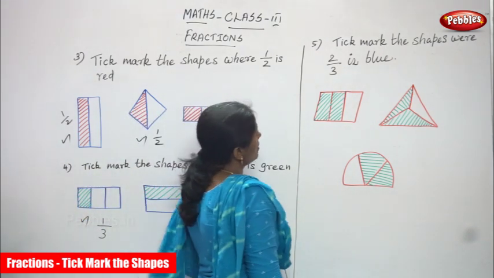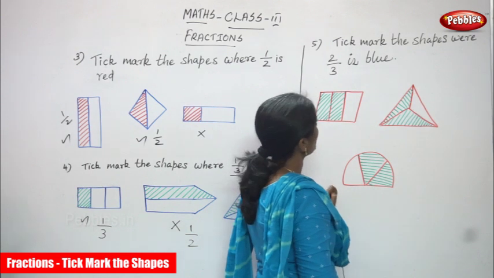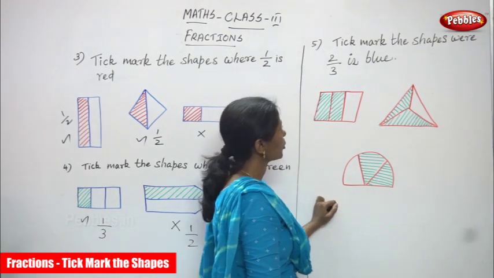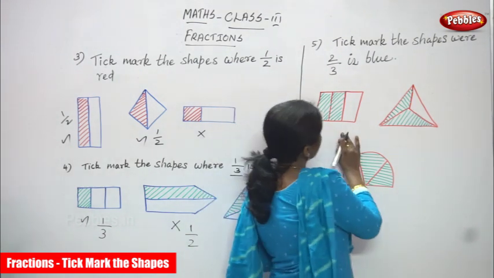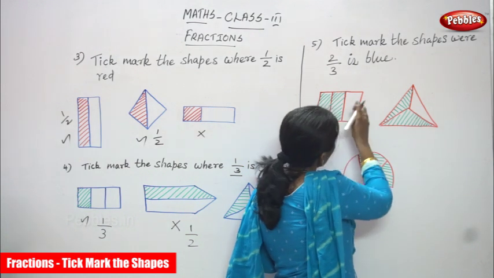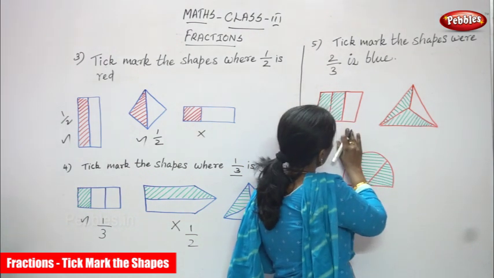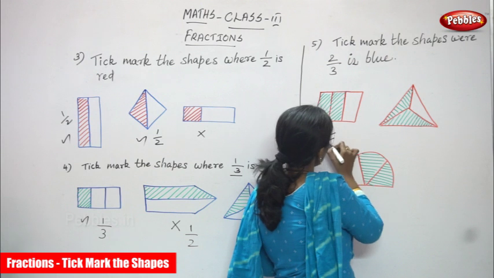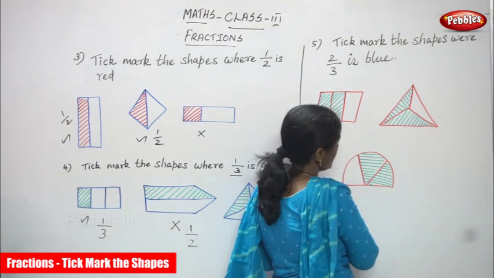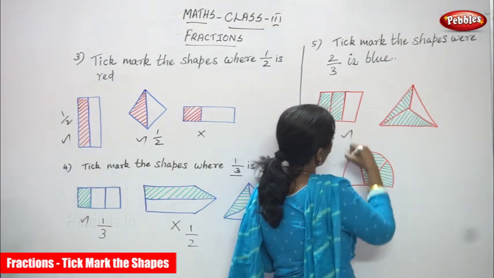So the next heading is: tick mark the shapes where 2 by 3 is blue. So it is a rectangle. I cut it into three parts and shaded two portions. So 2 by 3 is the right answer. So I put a tick mark.